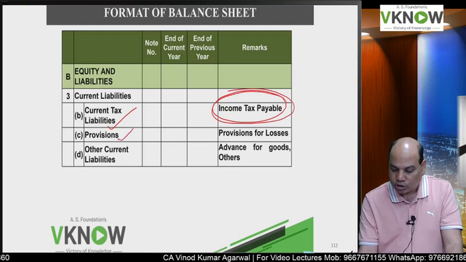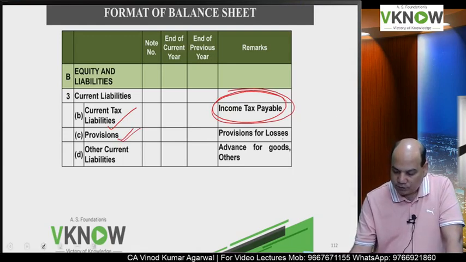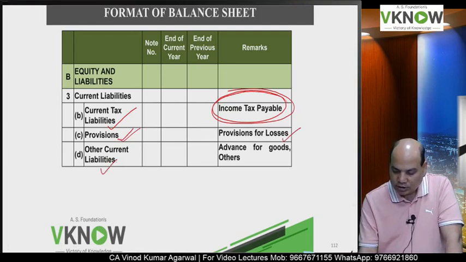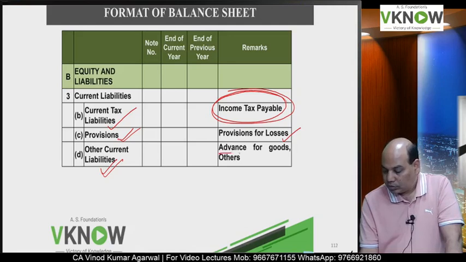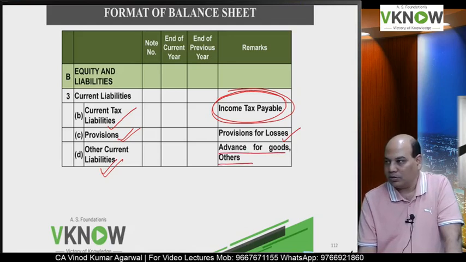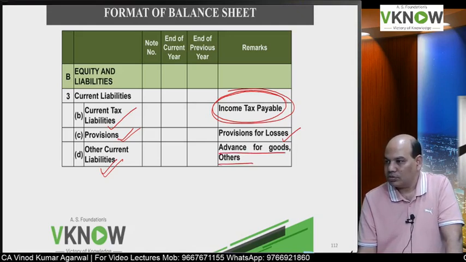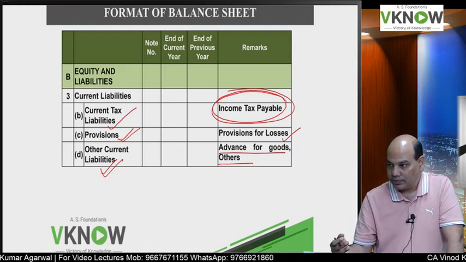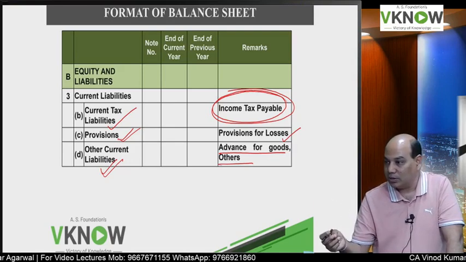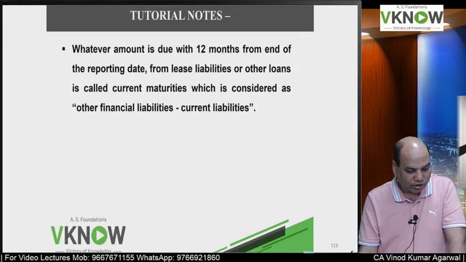And then all short-term provisions will come here, including provision for losses. And then other current liabilities which are contractual but not payable in cash. Is it right? Like for example, advance taken for supply of goods. So my contractual obligation is to deliver goods or service. So it will come under other current liability. So this is about balance sheet item.